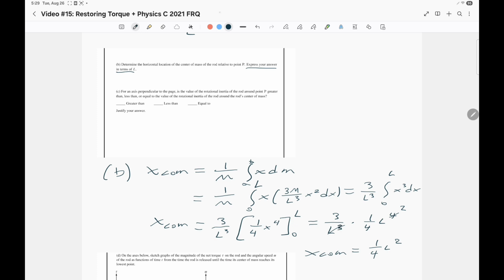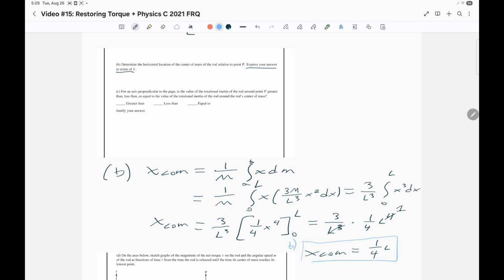So this is going to cancel out to be 1. So that's just going to be 1/4 L. Okay, there you go. That's our answer. That makes much more sense now. I'm going to circle that in blue. That's our answer for part B.